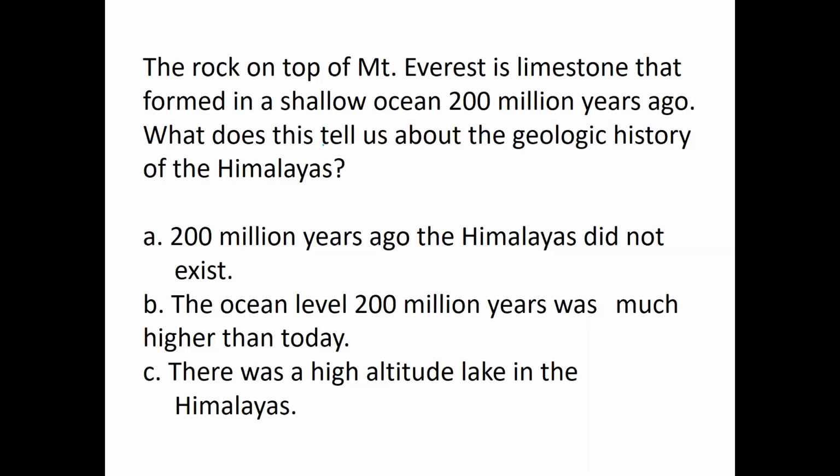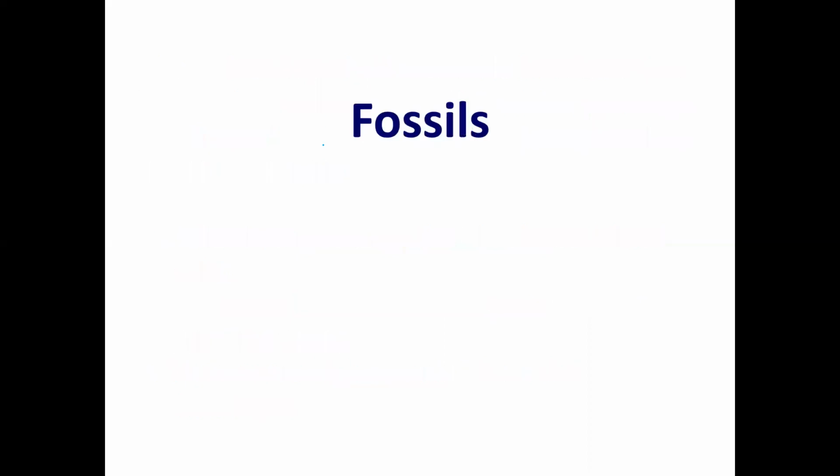And 200 million years isn't even that much time with respect to Earth history. 200 million years is 0.2 billion years. Now, 0.2 is a relatively small amount out of 4.6 billion. So it's just remarkable the amount of change that occurs on this planet.